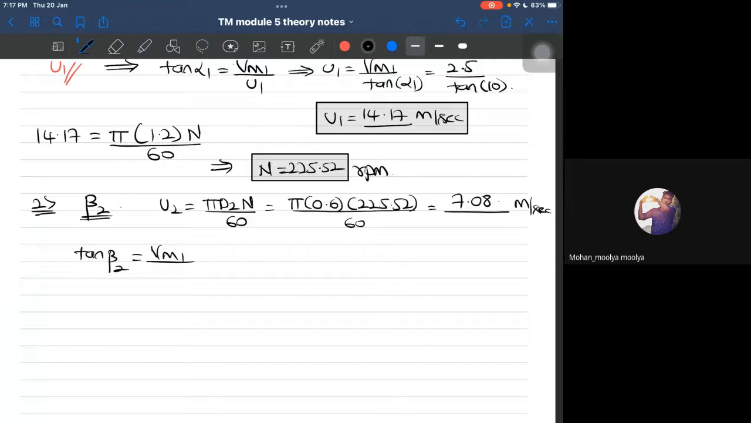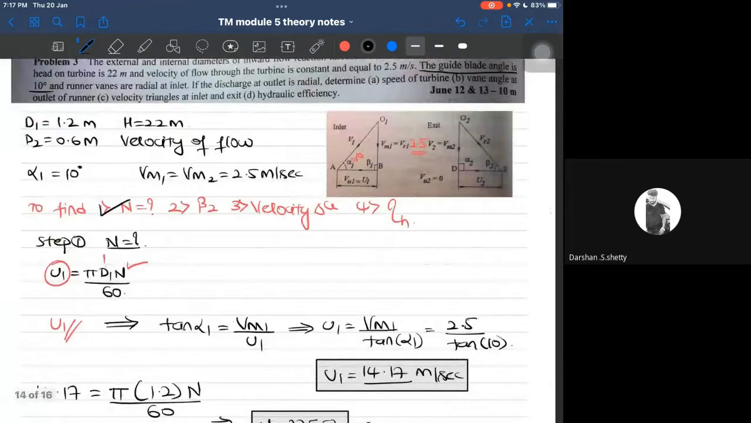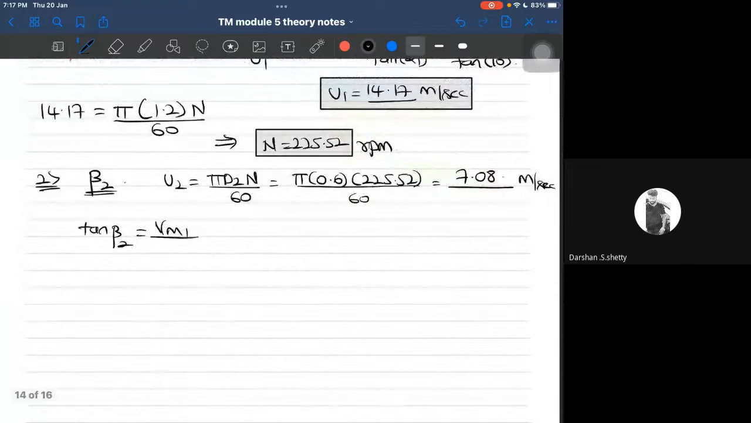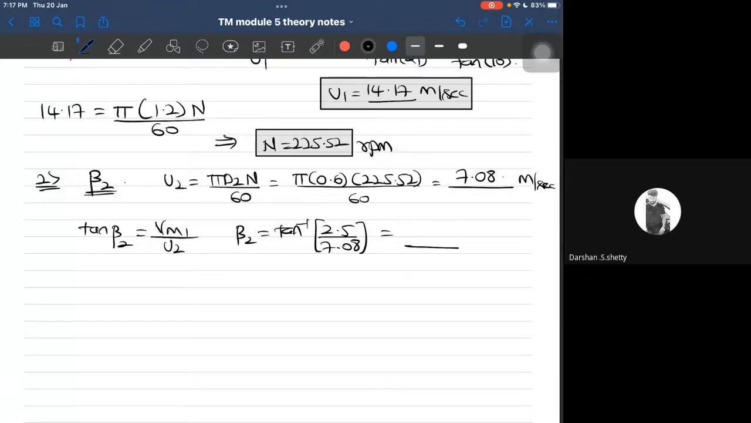Okay. Are you able to hear me, guys? Yes, sir. Okay. So we'll continue the problem. Tan beta 2 is opposite VM1. Adjacent is U2, I guess. Okay. Fine. So now from this, beta 2 is equal to tan inverse of VM1. VM1 is how much? 2.5, divided by U2, which is 7.08. That is equal to, yes, correct, 19.448. Okay, so the second bit is done.